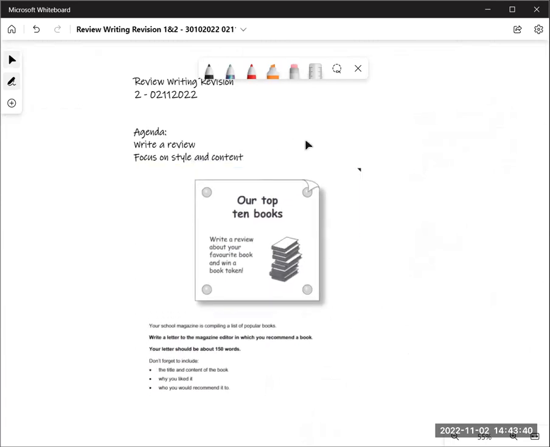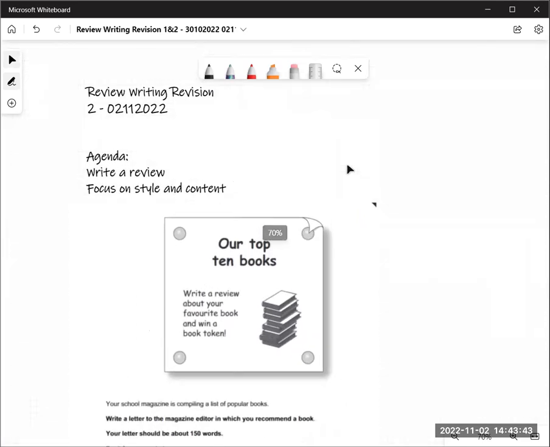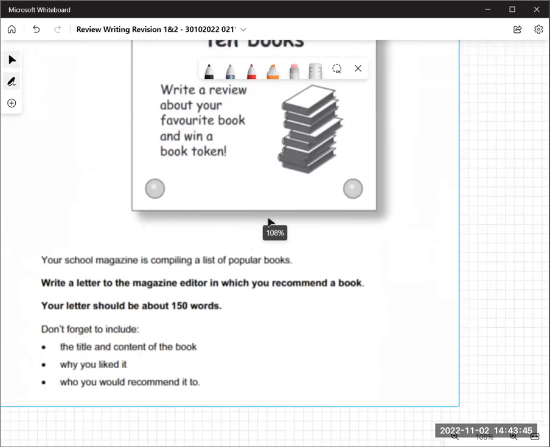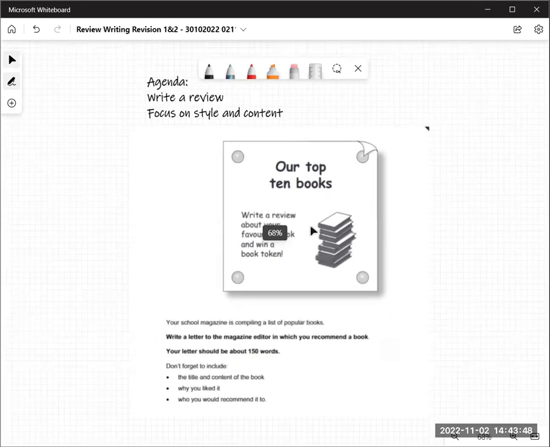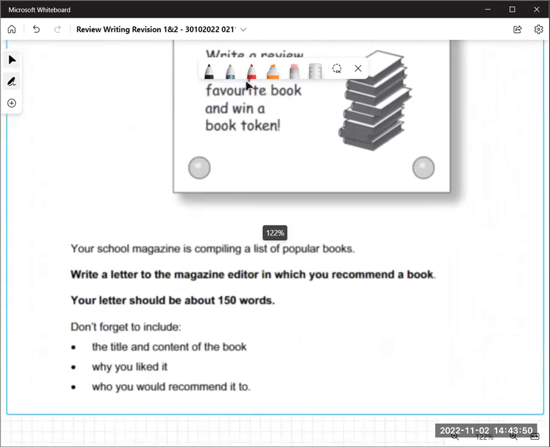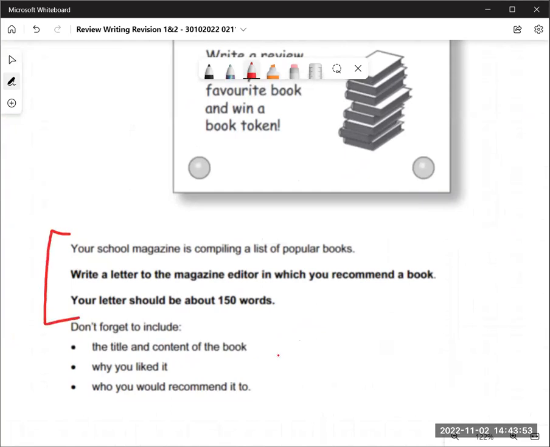Now what's happening right here? What we realize is that this is the partial question. Quickly, someone has to read the question. Najla, read. Your school magazine is compiling a list of popular books. Write a letter to the magazine editor in which you recommend a book. Your letter should be about 150 words.